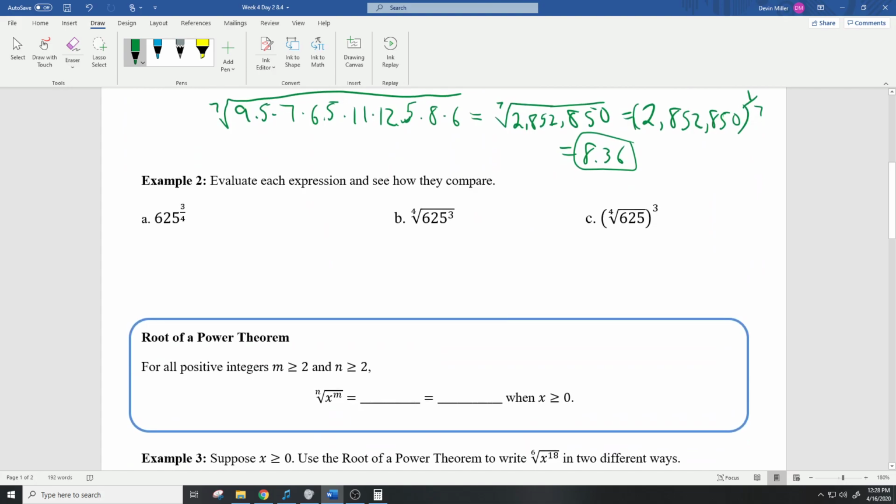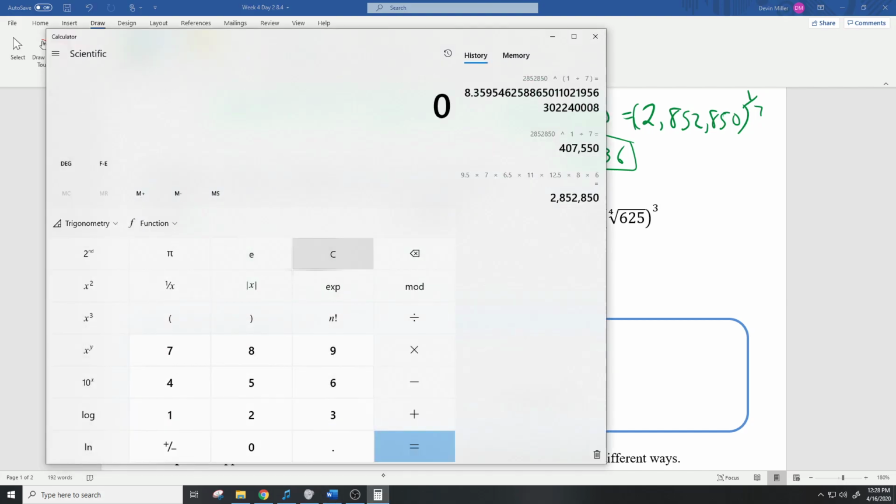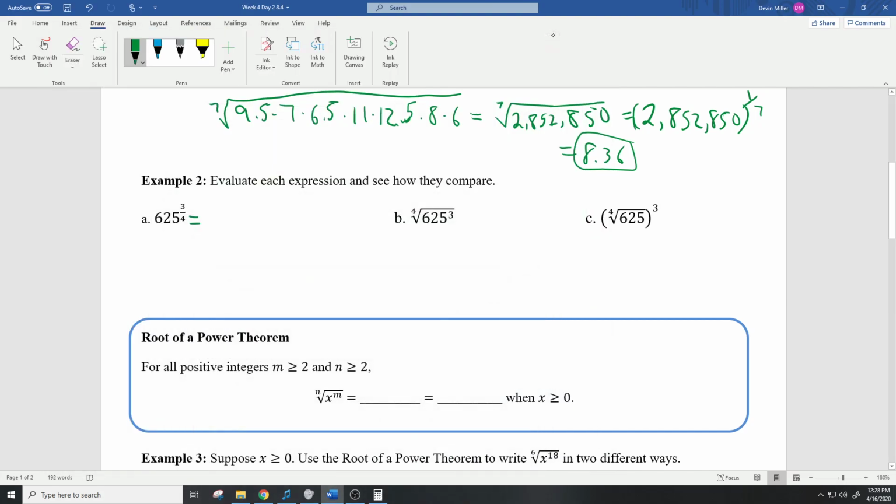Our example 2. Evaluate each expression and see how they compare. I'm still going to use the calculator and see if we can get the right answers this way. Although I prefer to use my phone calculator than this one. This one's not that great. But if that's all you have, you can still use it. So the first one, 625 to the 3/4 power. Well, we've dealt with this before. We can rewrite this as 625 to the 1/4 power and bring the 3 to the outside.